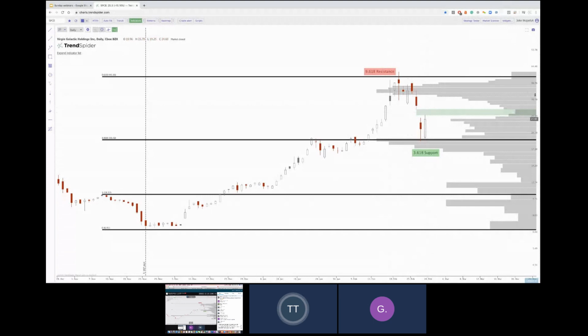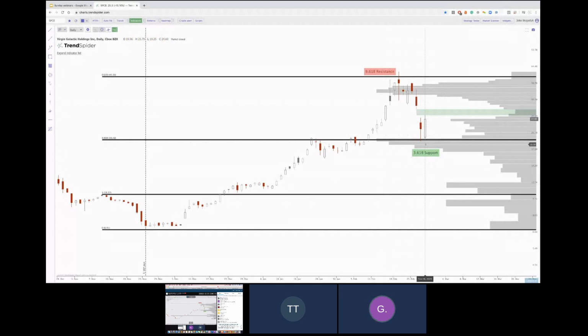But thank you to whoever asked about space, because this is like a textbook example of catching a bid right at this previous volume. I would call it a volume shelf. That's kind of what it is. It's a shelf of volume, and price typically will find either resistance or support at these shelves.